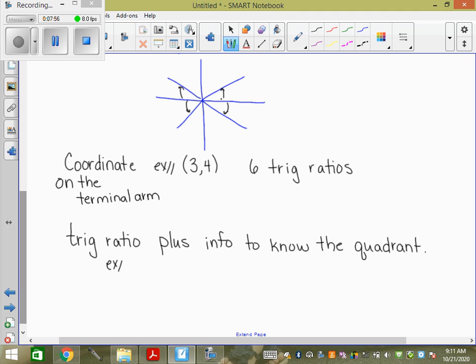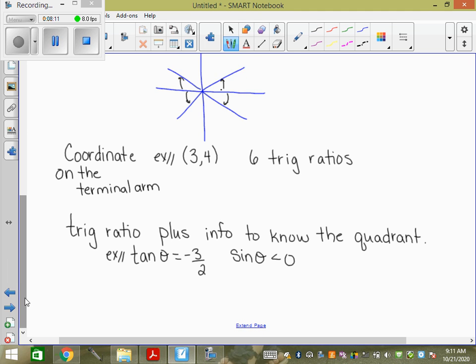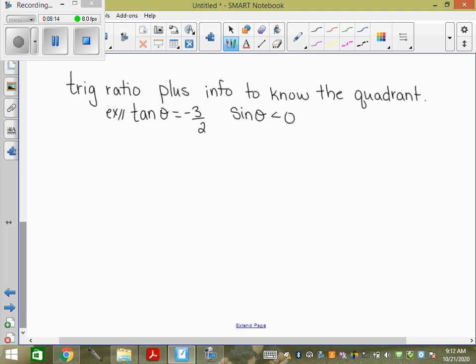So an example would be tan theta equals -3/2, and sine theta is less than 0. Right? And then I can ask you for any of the other 5 trig ratios. Cotangent would be easy because you have tan, you just flip it, or secant, cosecant, sine and cosecant, cos and secant. So I can ask you for the 5 other trig ratios.